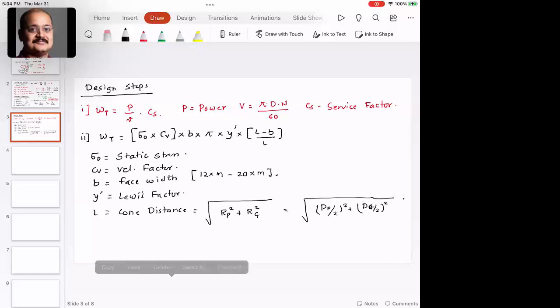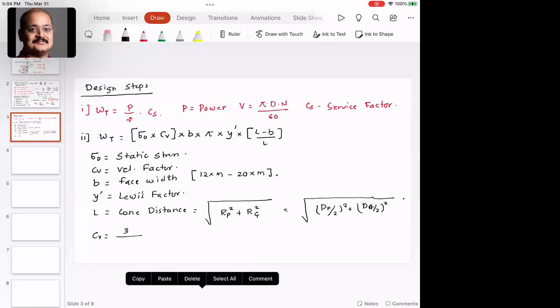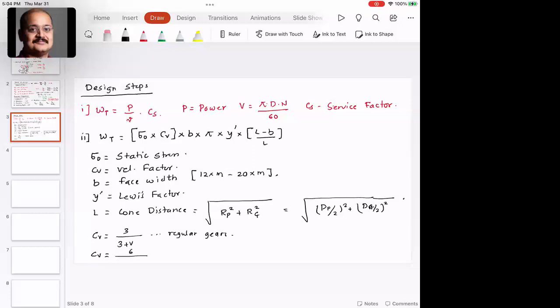Now CV is 3 divided by 3 plus V for regular gears, and CV is equal to 6 divided by 6 plus V for precision gears.